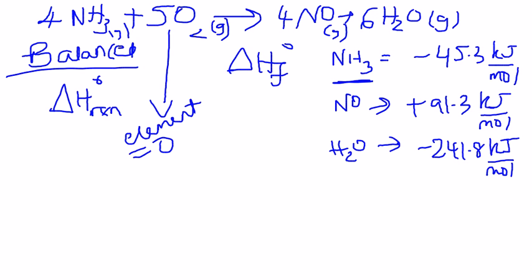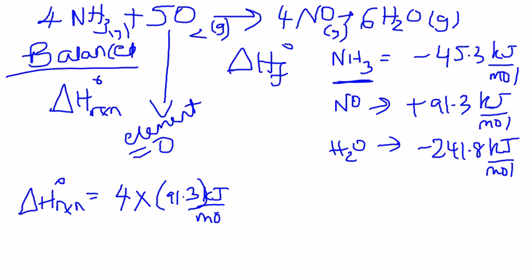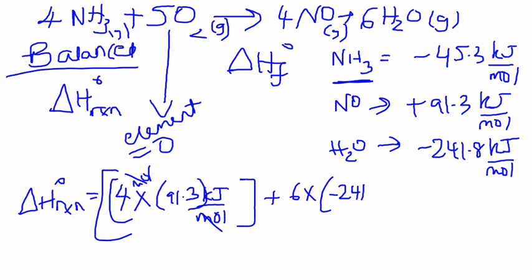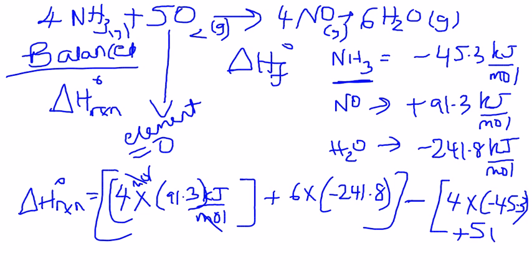And now simply set up your delta H reaction. You would say the delta H reaction is going to be the heat of formation of all the products put together. From that, you subtract off the heat of formation of all the reactants put together. So you have 4 moles of NO. So NO is 91.3. Realize this is kilojoules per mole. And we have 4 moles, so mole and mole will cancel off. To that, you're going to add 6 moles of water, so 6 times negative 241.8. From that, you're going to subtract 4 moles of ammonia, negative 45.3, plus 5 times 0. The reason, again, I'm saying 5 times 0 is because oxygen is an element, and for the element, you take the number to be 0.